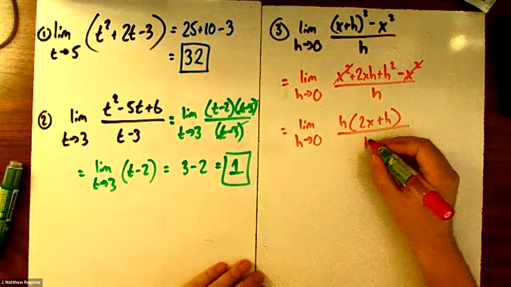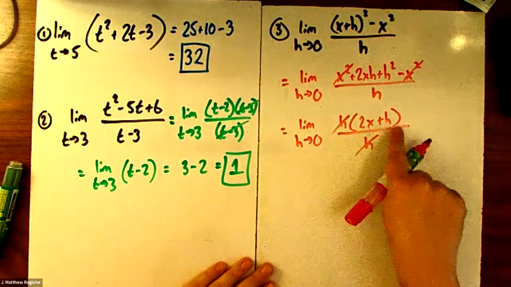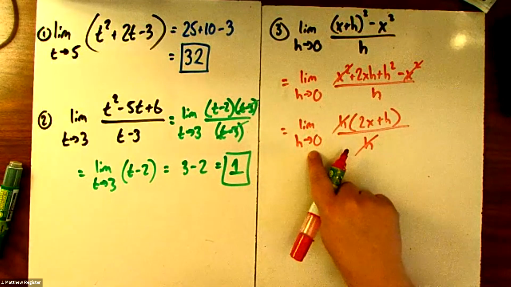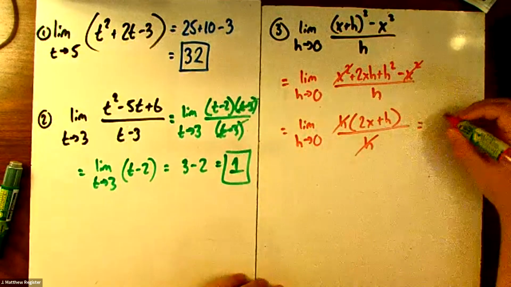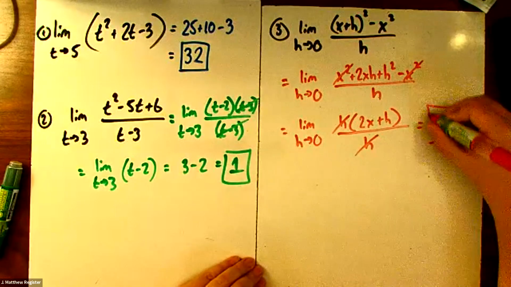Our h's can now cancel, and then we can plug 0 in for h because we don't have any issues plugging that 0 in anymore. And when we plug 0 in for h, we get 2x.